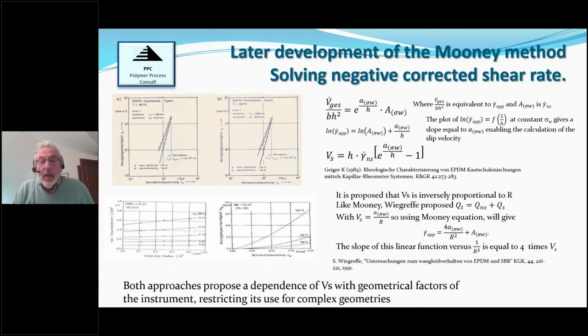Later, in the late 1980s, early 90s, two persons have been working on this. I'm not going through the math; everyone can have a look at the reference. But basically, Kalman and Geiger proposed an exponential rather than a linear response for calculation of the slip velocity and no slip shear rate. And that, of course, solved the problem of negative predicted values of no slip shear rate. And Vinogradov proposed a linear relationship, but with the inverse of the square of the radius.